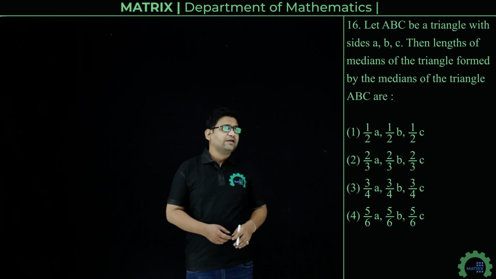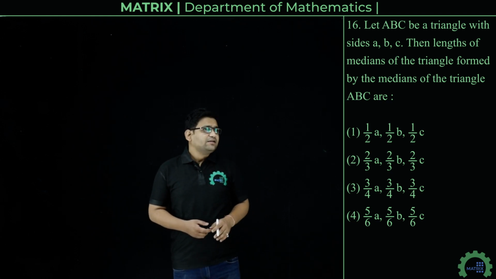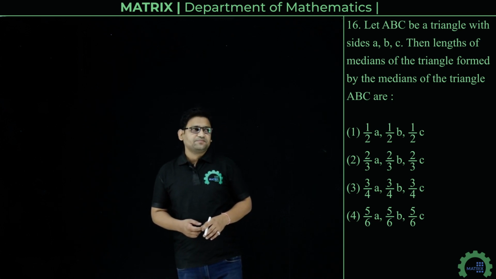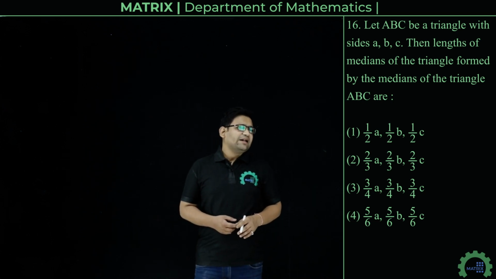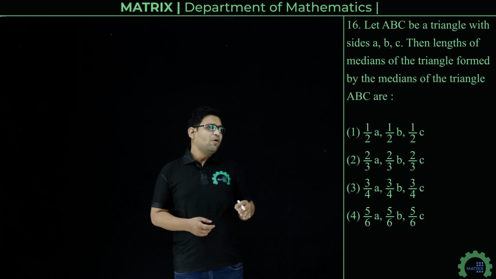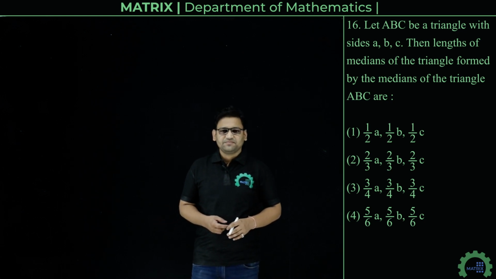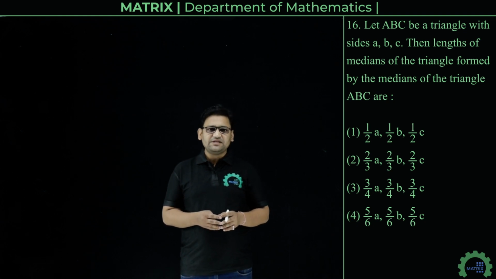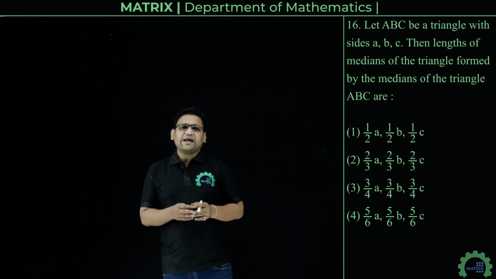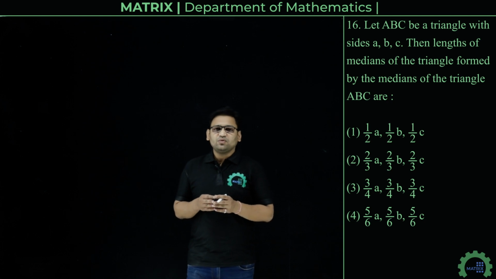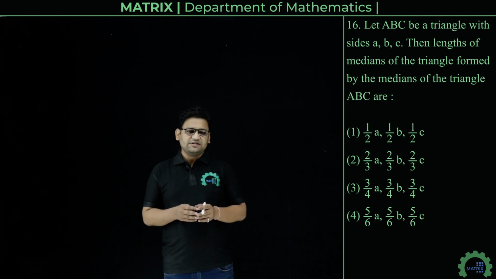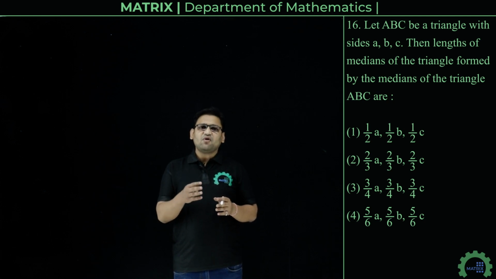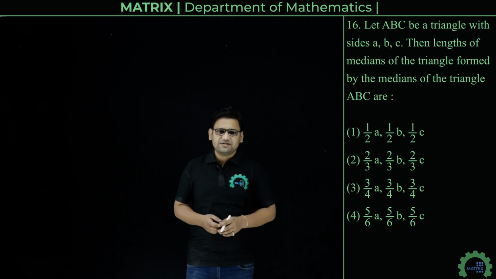In the next question, it is given that triangle ABC has side lengths equal to A, B and C, and we have to find the length of the medians of the triangle formed by the medians of the triangle ABC. Means first of all we need to find the length of the medians of triangle ABC, then we have to draw a triangle with side length equal to the length of the medians of triangle ABC. That is, we have to find the length of the triangle formed by the medians of triangle ABC.